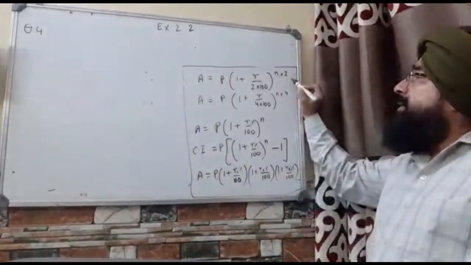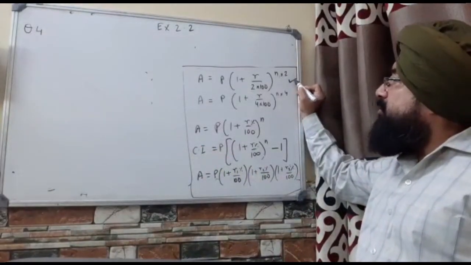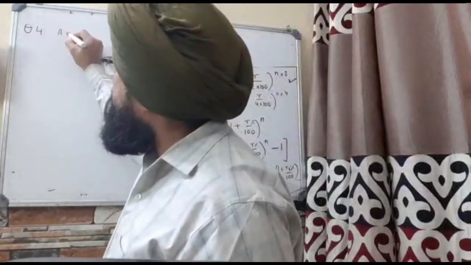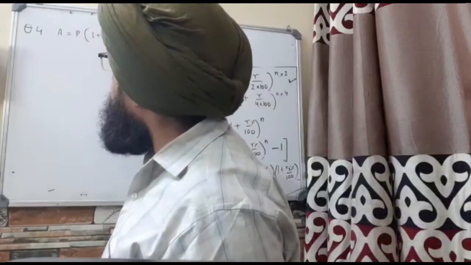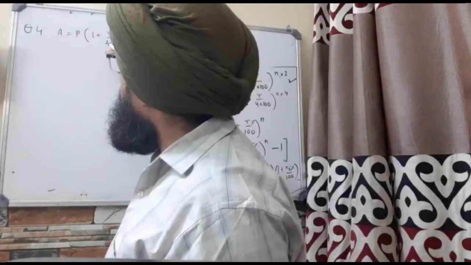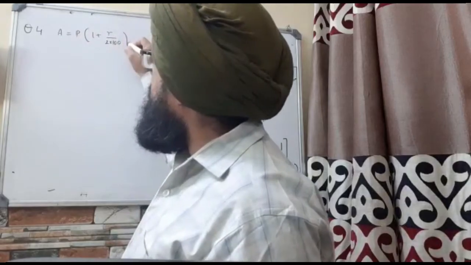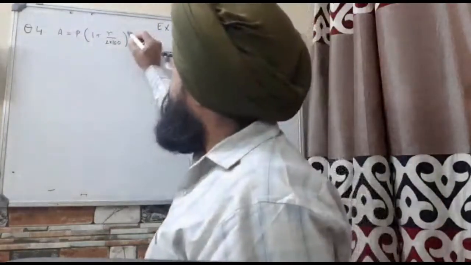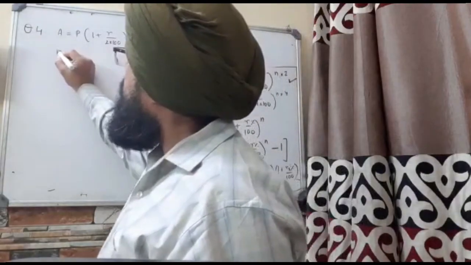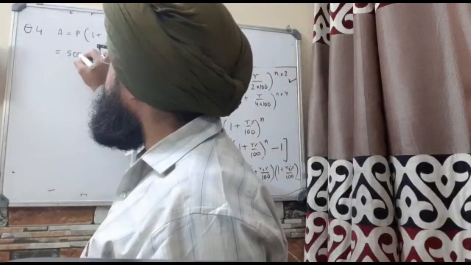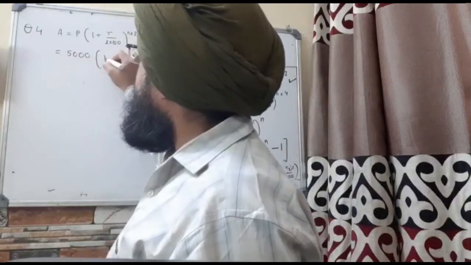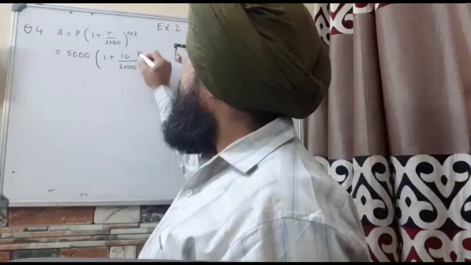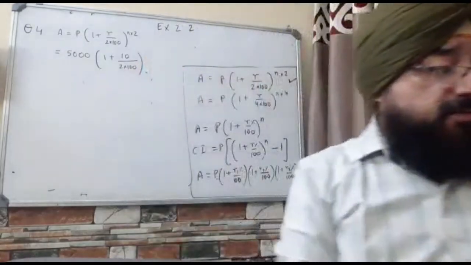So semi-annually meaning you need to use this formula, and you see that you know the formula. A is equal to P in the bracket 1 plus R upon 2 into 100, because compounded semi-annually and rate is given annually. So n into 2. So you see P is what? 5,000, and rate was what? 10%, 2 into 100, and n is what?